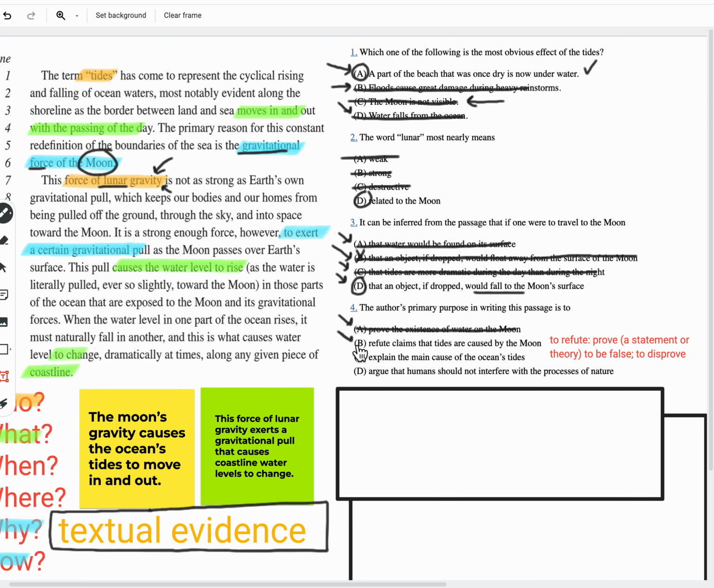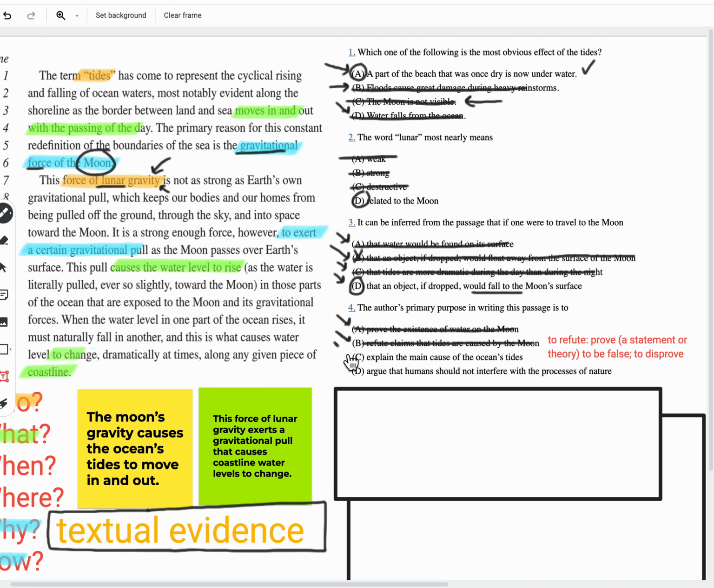To refute claims that tides are caused by the moon, there's no desire, no purpose here to refute any claims, especially not that tides are caused by the moon. This is the opposite. It's in direct support, and it's explaining that. Now, for our author's purpose questions, we can go back to our notes. Let's remember the note says, the moon's gravity causes the ocean's tides to move in and out. This force of lunar gravity exerts a certain gravitational pull that causes coastline water levels to change. This is what we're looking for. It should be directly in line with that.